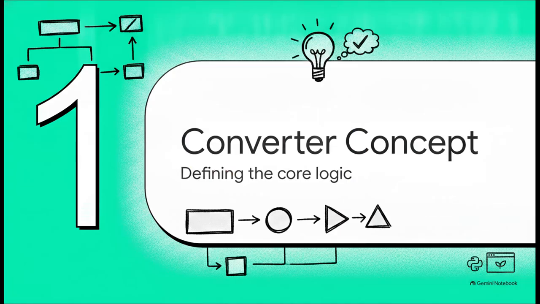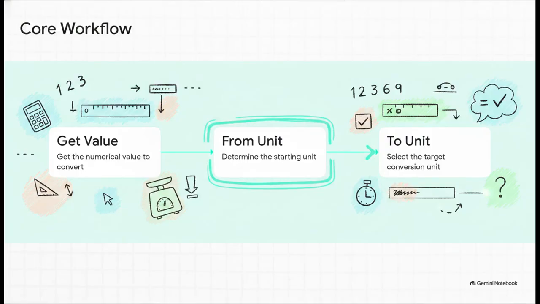Section 1. The unit converter concept. Okay, before we even think about typing a single line of code, we really need a game plan. Every unit converter basically boils down to 3 simple things. First, we need the value, the actual number we're trying to convert. Second, we need the from unit, let's say kilometers. And third, the to unit we want to end up with. Without these 3 specific pieces of the puzzle, our app literally can't do its job.